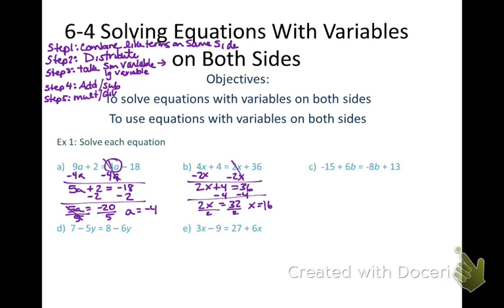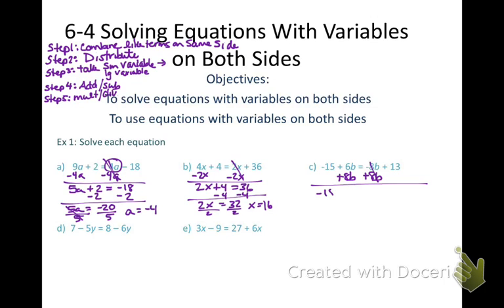C, I have negative 15 plus 6b equals negative 8b plus 13. Well, negative 8b is smaller than 6b, so I'm going to get rid of it and bring it over, so it's going to be plus 8b to both sides. Again, remember, I want positive variables. It's so much easier, especially when we get into inequalities.